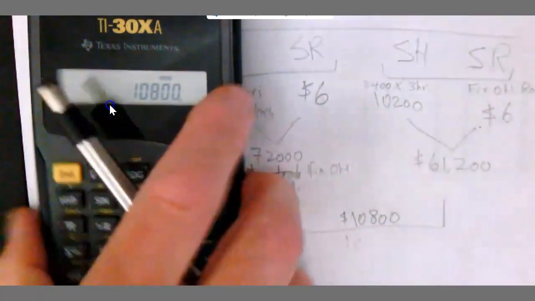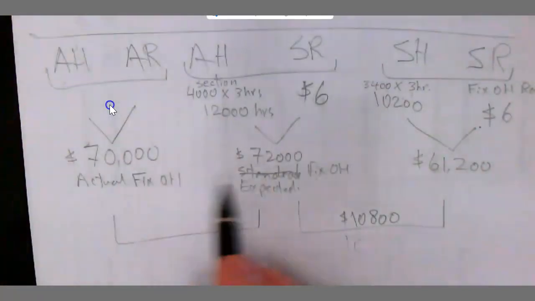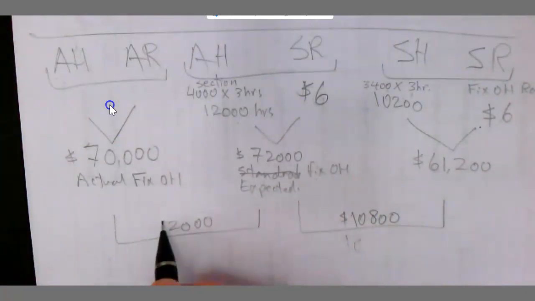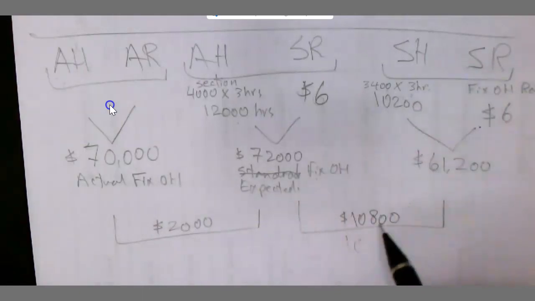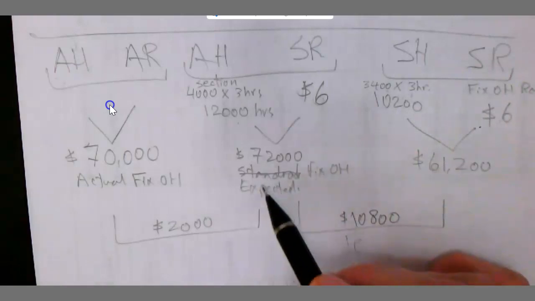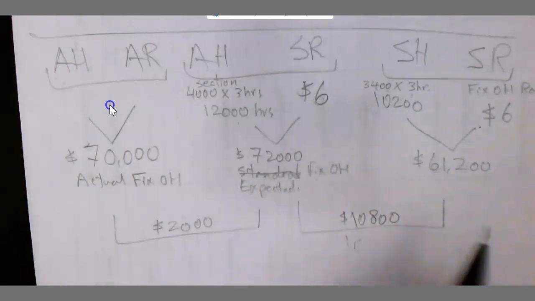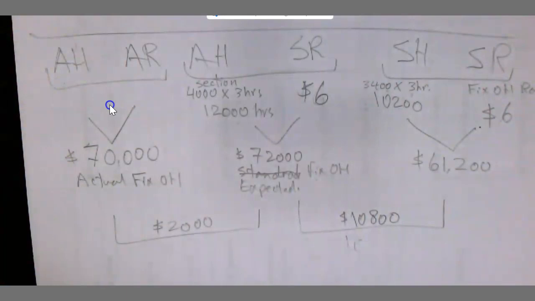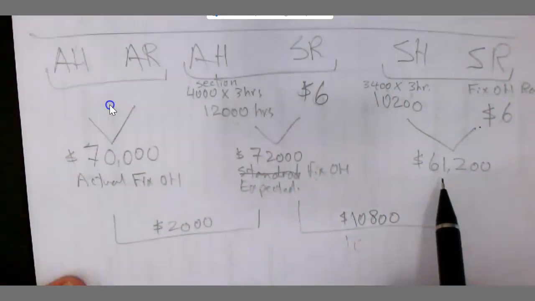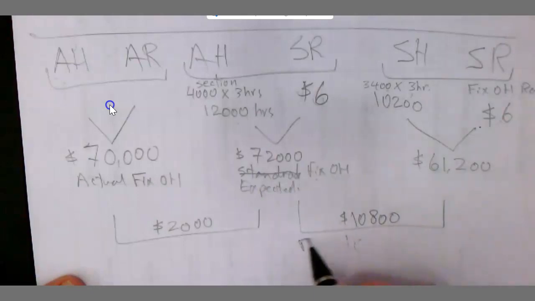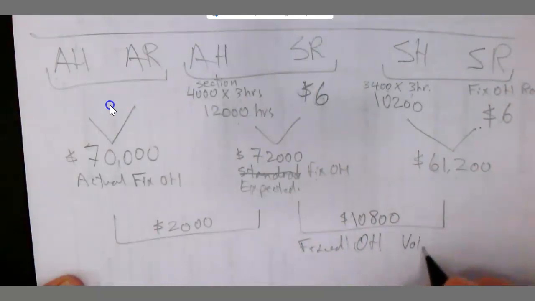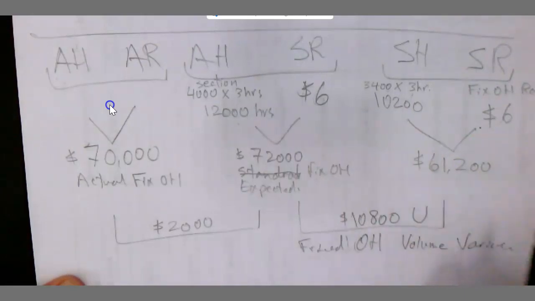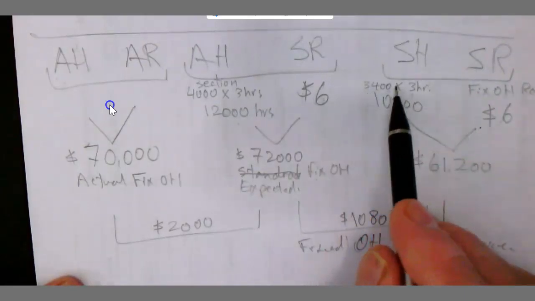That's $10,800. And here the difference is $2,000. Okay. So in a standard format, they spent $10,800, but the expected was $72,000. So that is $10,800 of fixed overhead volume variance, and that's unfavorable because they had less volume.